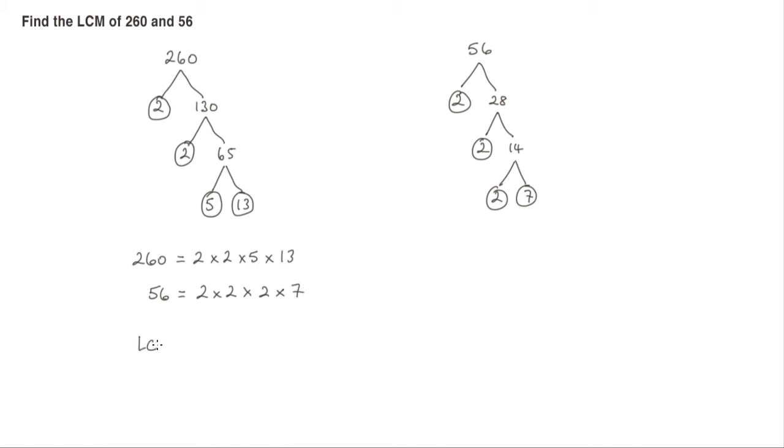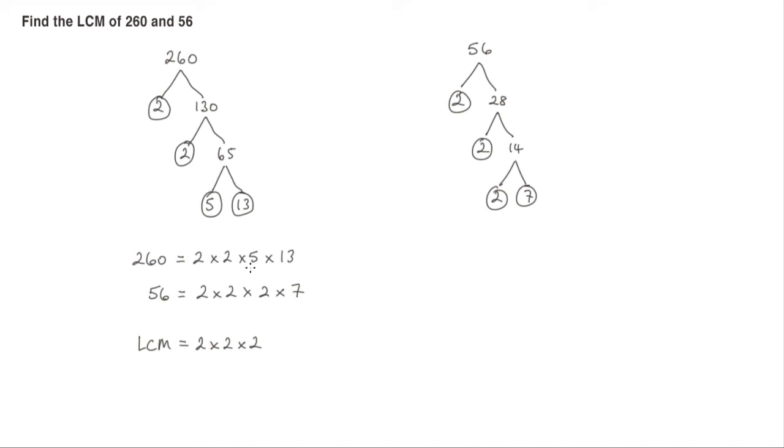And now we have to find the lowest common multiple. The way we do this is we look at both lists and we start with the smallest number. So I'm going to start with 2. Now 2 appears twice in this list, but appears 3 times in this list. So we write the maximum number of times it appears down at the LCM. So 2 multiplied by 2 multiplied by 2.